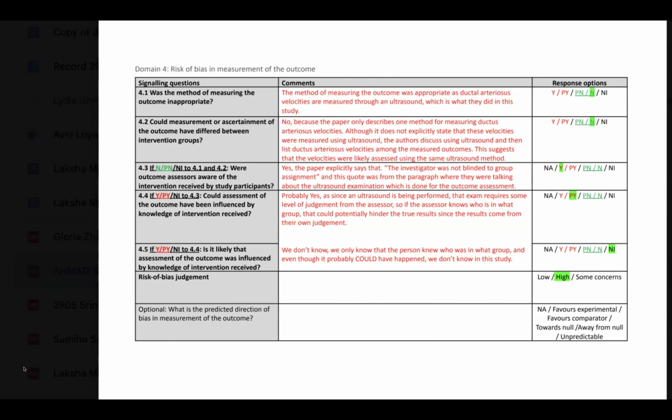Okay, so I think we moved on to 4.2. He had also put no, and his reasoning was no because the paper only describes one method for measuring ductus arteriosus velocities, although it does not explicitly state that these velocities were measured using ultrasound. The authors discuss using ultrasound and then list ductus arteriosus velocities among the measured outcomes. This suggests that the velocities are likely assessed using the same ultrasound method. I would agree, and I put probably no.